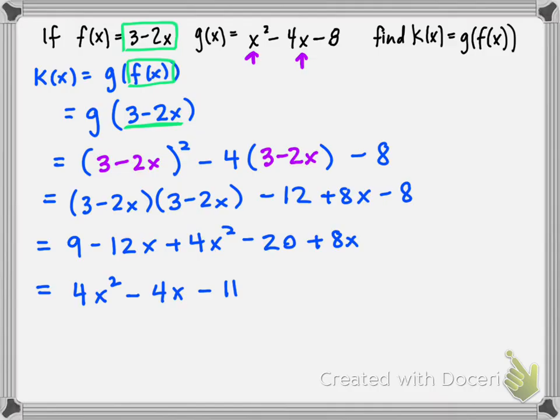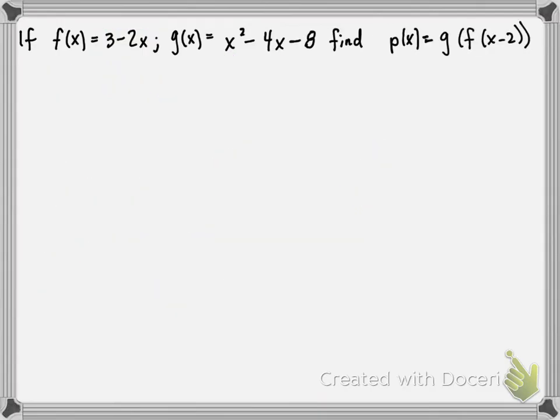Okay, let's change it up a little. Let's not just do f of x as an input or g of x as an input. What if we did f of x minus 2 as an input? So using that same f function where we have 3 minus 2x, and then a g function where we have x squared minus 4x minus 8, I need to find p of x. Now p of x says that I want g inputted with f of x minus 2.